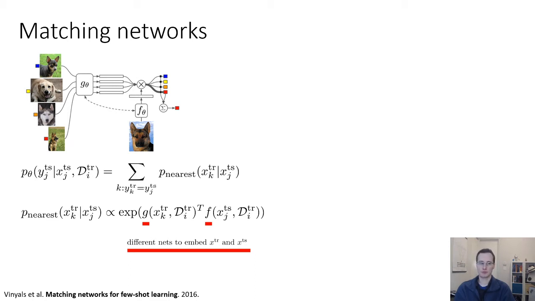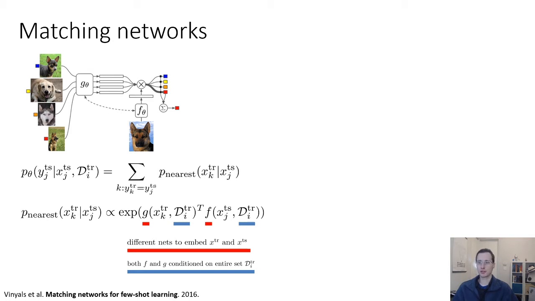The other difference that matching networks has is that both G and F are conditioned not just on xtrain and xtest, but they're also conditioned on the entire training set dtrain. The reason for doing this is because you may want to do something like a process of elimination. You might want to figure out that the way that you represent, for example, one of the dogs on the left side here might change depending on whether all the other images are dogs or other animals.